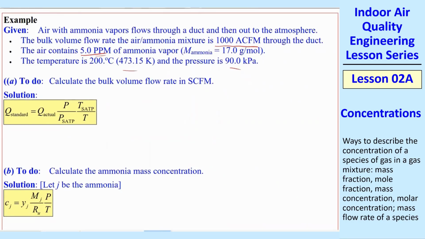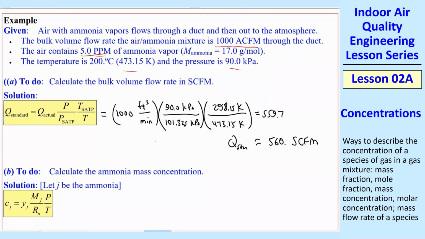So the first thing I want to calculate is the bulk volume flow rate in standard cubic feet per minute. And so for that, I'm going to use this equation we had from a previous lecture. Q standard is Q actual, P over P SATP, T SATP over T. So I plugged in all the variables and the units. If you write it this way, the units cancel out nicely. The kPa cancel and the Ks cancel. We have feet cubed per minute, so this is standard cubic feet per minute is our answer, 560.